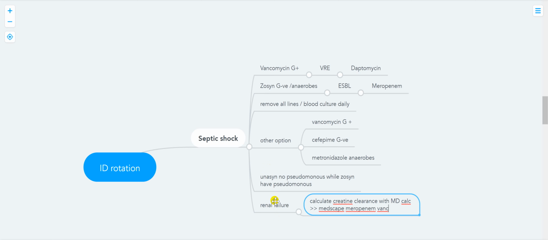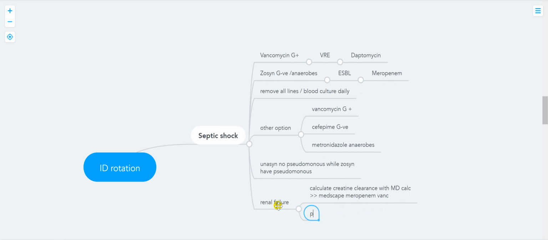The other thing that we can do with vancomycin, we can do pulse dosing. We do that a lot. Pulse dosing by pharmacy for vancomycin.